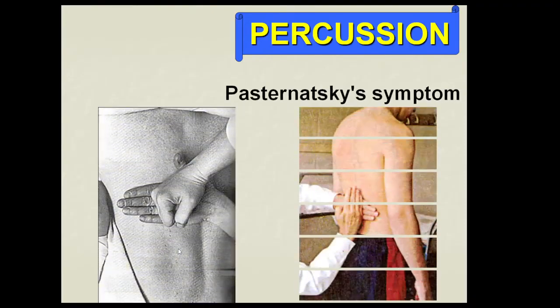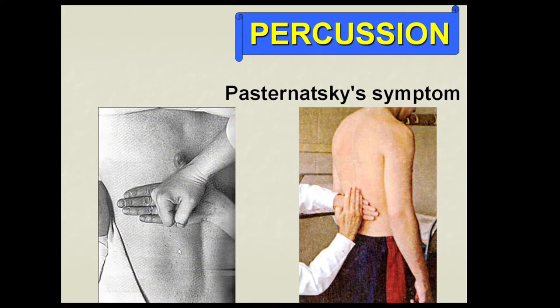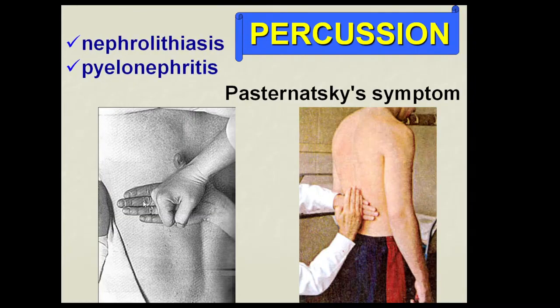On percussion, we determine the response of the kidney to tapping movement. For the Pasternatsky symptom we tap over the kidney. I draw your attention: through the hand and on the level of the 12th rib, not anywhere as you do on exam. If the patient feels discomfort or pain, we are talking about a positive Pasternatsky symptom, which is characteristic for pyelonephritis and nephrolithiasis.